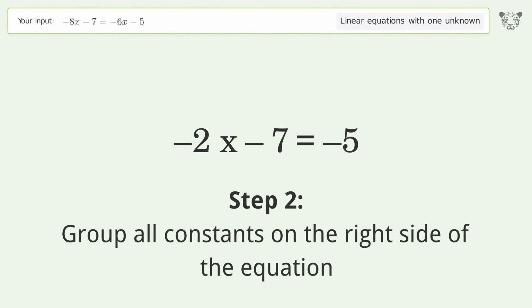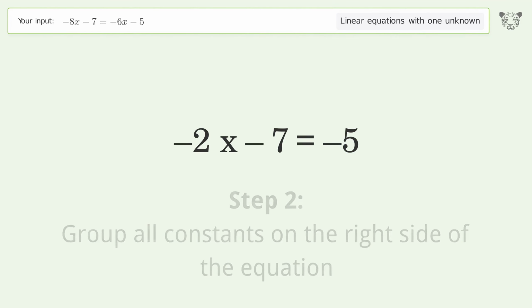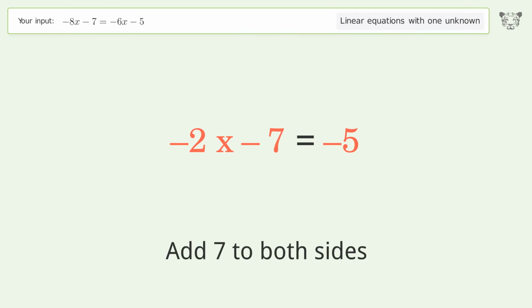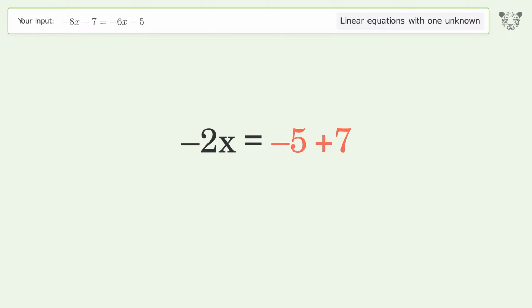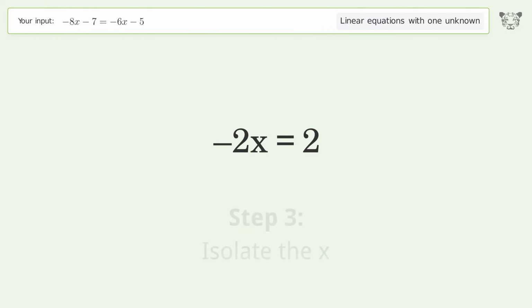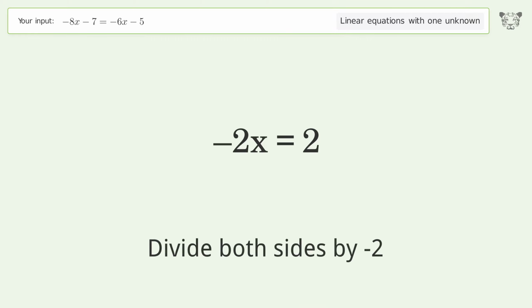Group all constants on the right side of the equation. Add 7 to both sides. Simplify the arithmetic. Isolate the x. Divide both sides by -2.